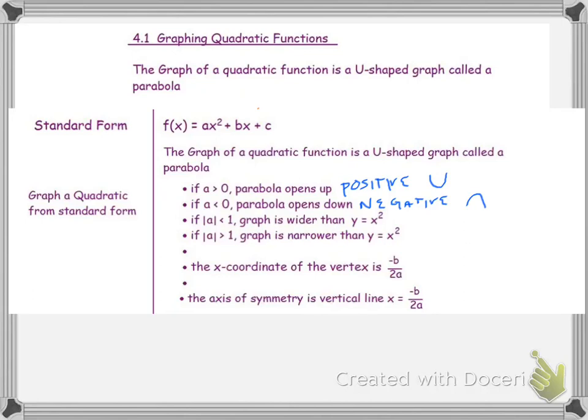If the absolute value of a, so that means not looking at the negative sign, is greater than 1, then it's going to make it more narrow, and what we're going to call that is it's going to stretch it. And if it's less than 1, basically between 0 and 1, or a fraction less than 1, it's going to make it wider and it's going to compress the graph of the parent function.